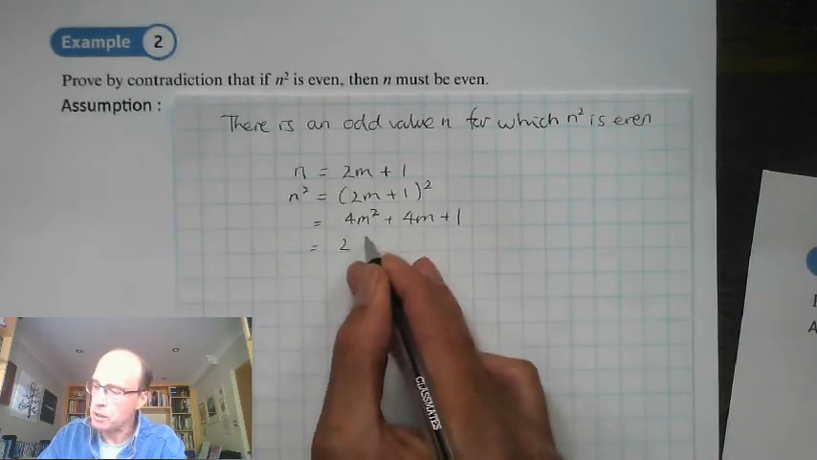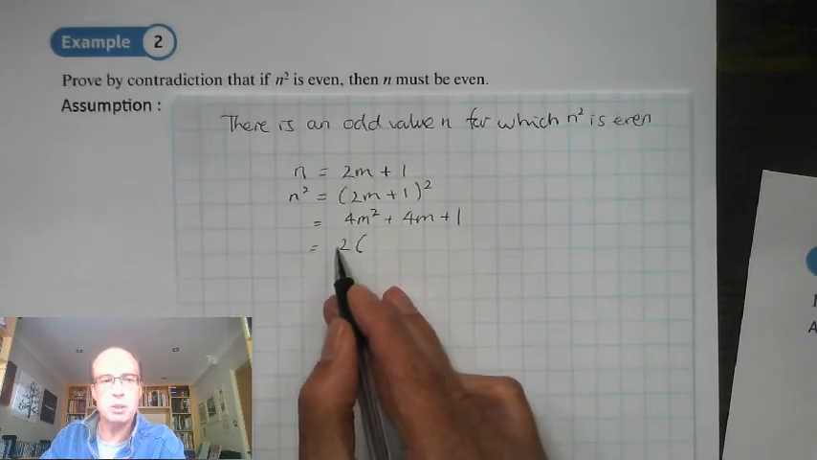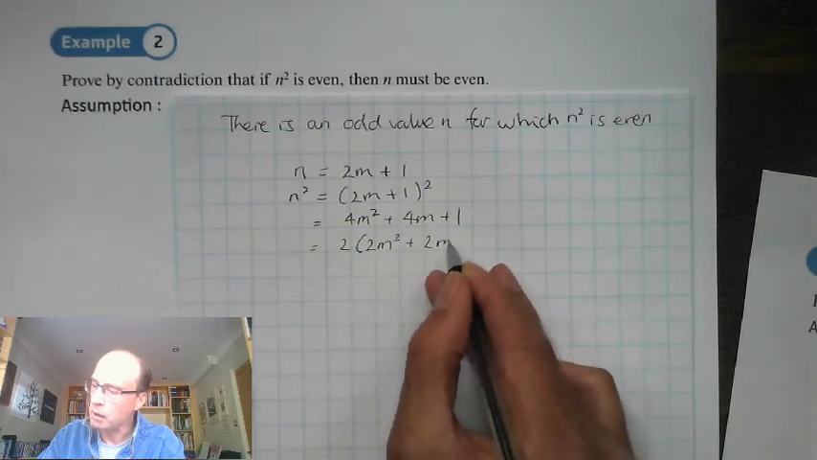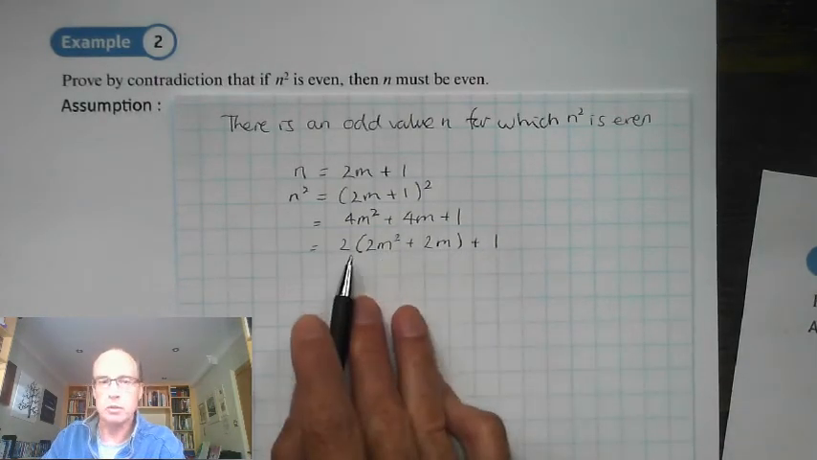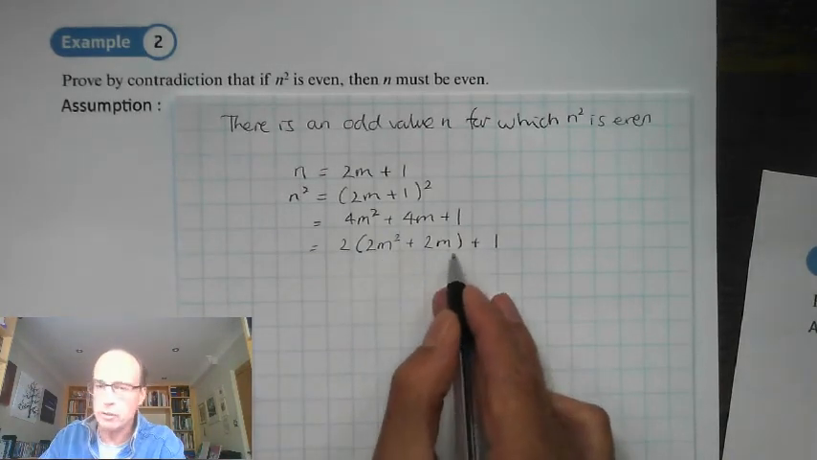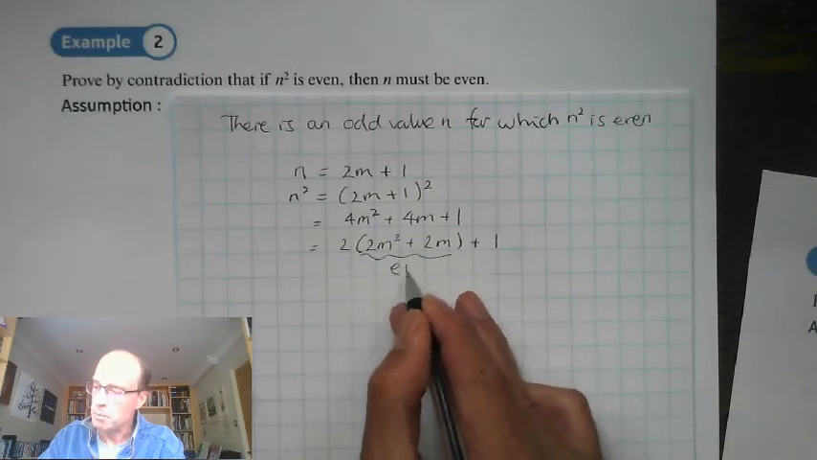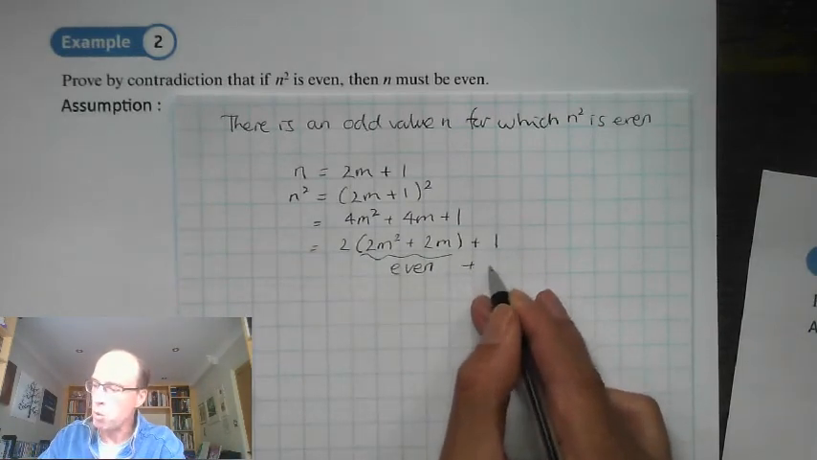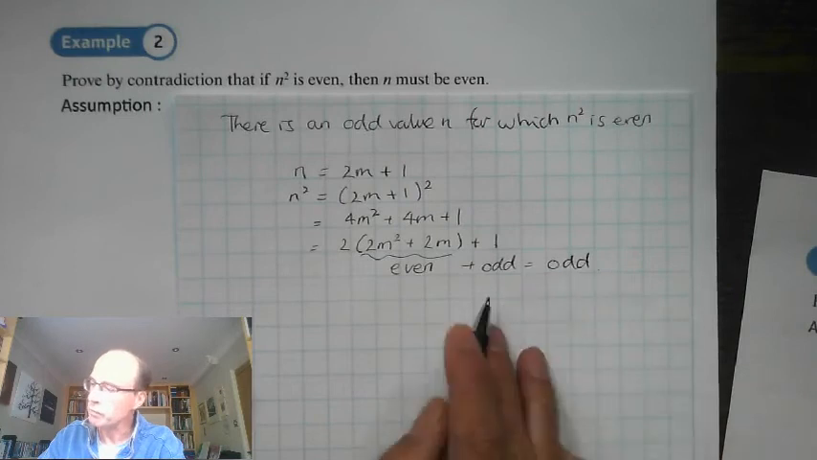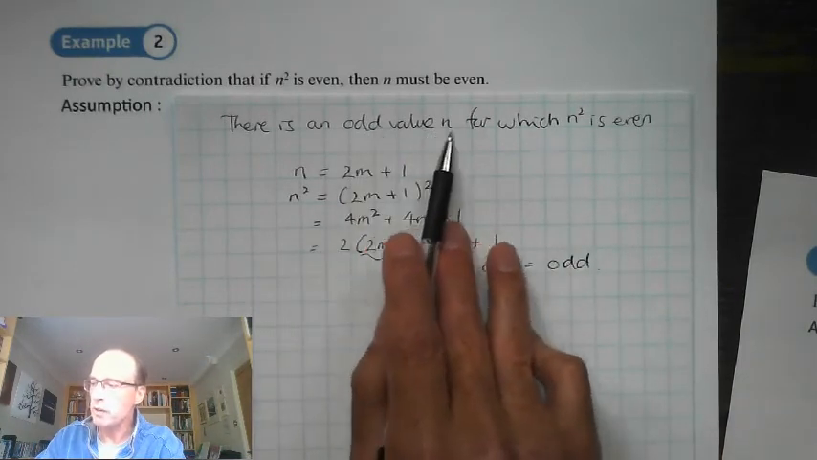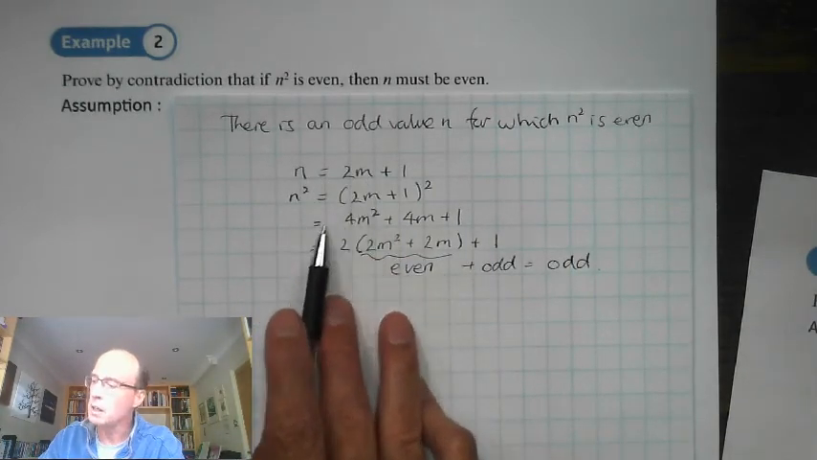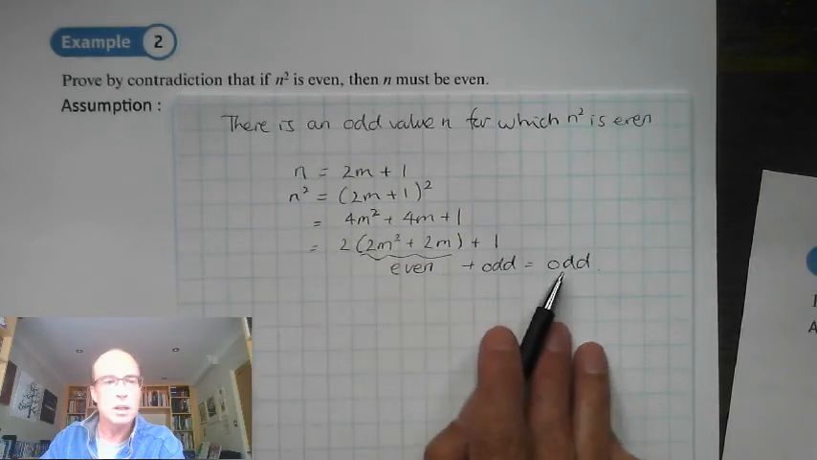I'm going to factorise that. I could put 4 outside my brackets, but just to make things really clear, I'm going to put 2 outside my brackets, and I'm going to factorise it as follows. So I've got 2 lots of 2m squared plus 2m, plus 1. Well, if I've got 2 lots of anything, then that must be even. And if I add 1, which is an odd number, then it must give me an odd value. So I've said there's an odd value of n for which n squared is even, and I've just started with any odd value, and I've just proven that n squared is going to be odd.